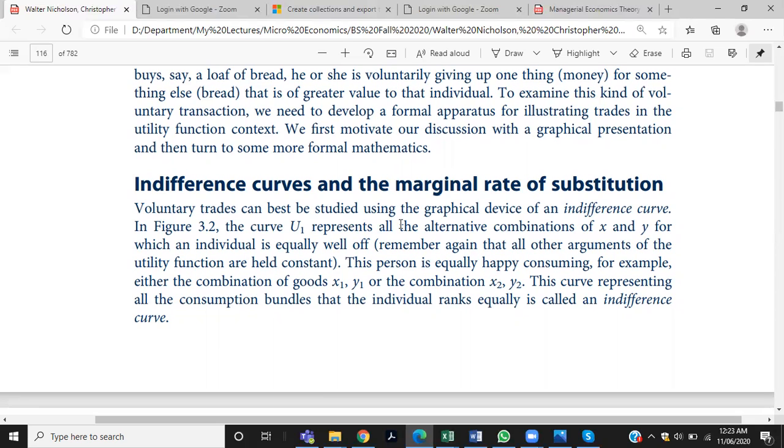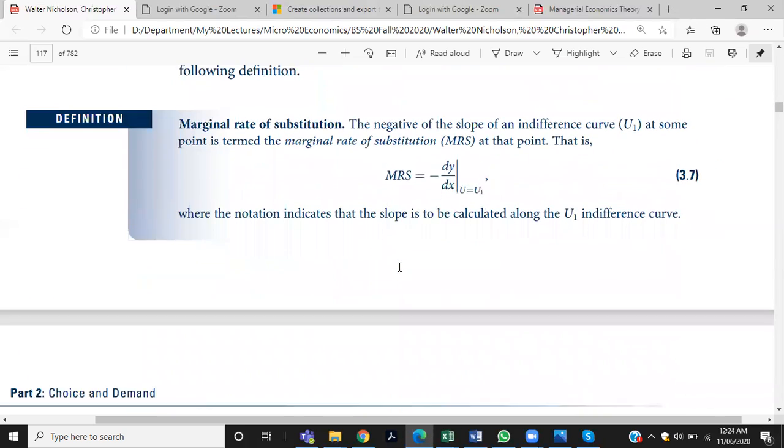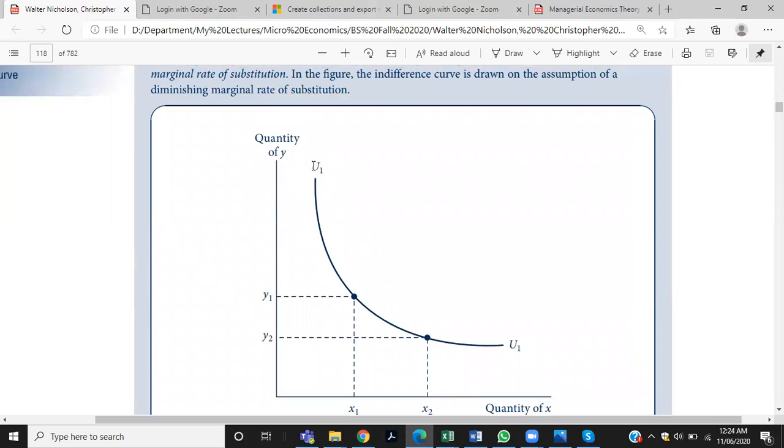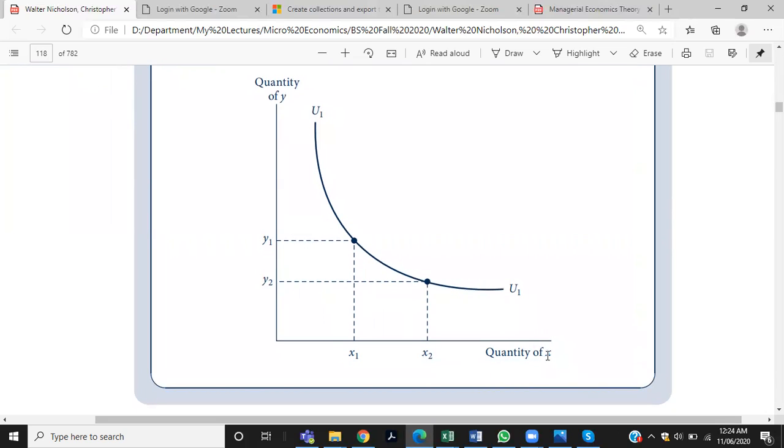Voluntary trades can best be studied using the graphical device of an indifference curve. In figure 3.2, the curve U1 represents all the alternative combinations of two goods x and y for which an individual is equally well off. Remember again that all other arguments of the utility function are held constant. Now this function U1 depends only on the quantities of x and y, other things remaining the same. So this is an indifference curve that shows a negative relationship between consumption of two goods x and y. Here we are measuring quantity of x, here quantity of y.